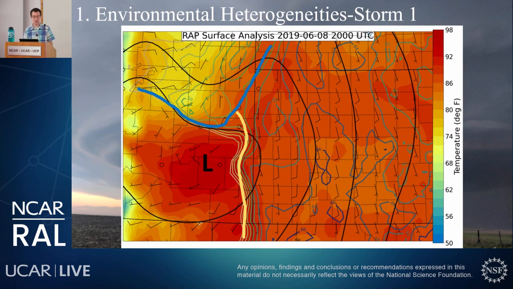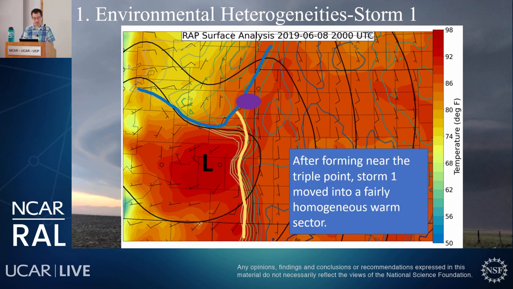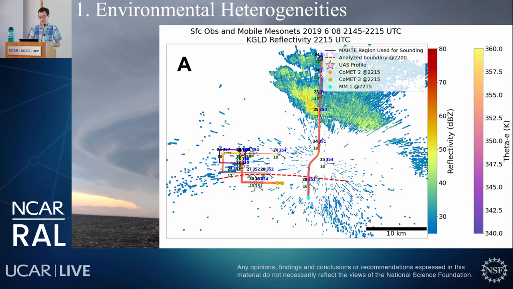So we're going to start with those environmental heterogeneities, and we're going to start with storm one. Looking again at our surface analysis here, storm one developed right about here, just a little bit east of that triple point. And it moved into a generally homogeneous warm sector. So there really wasn't much for storm one to interact with boundary-wise. However, in its wake, the story is a bit different for storm two.